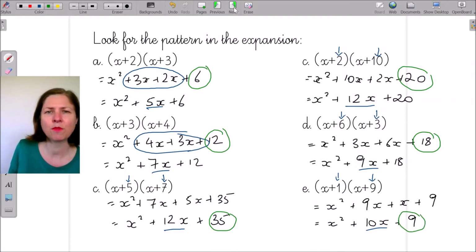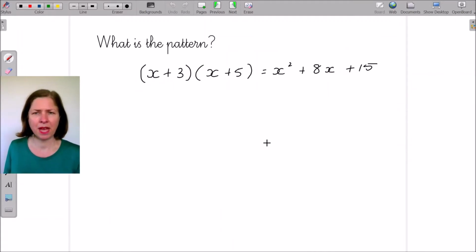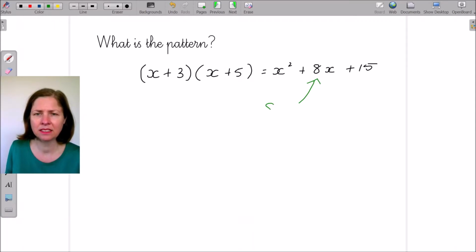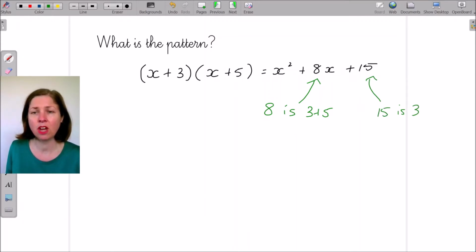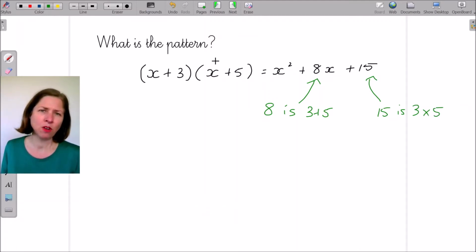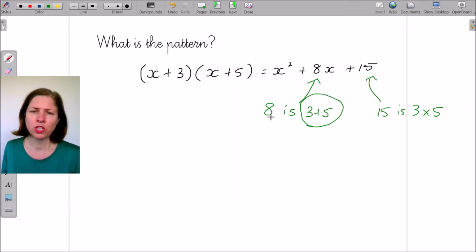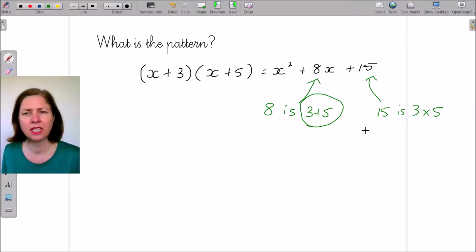Okay, so let's summarize what we've found. What is the pattern? Basically, the middle term here, this 8, is 3 plus 5. And this 15, which is the last term, is 3 times 5. So if I needed to go backwards, I need to find two numbers which add up to 8 and multiply to give me 15.